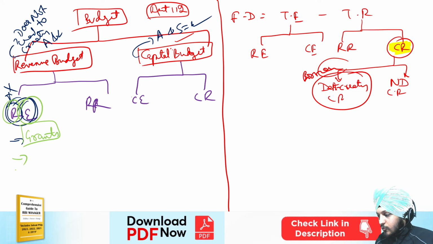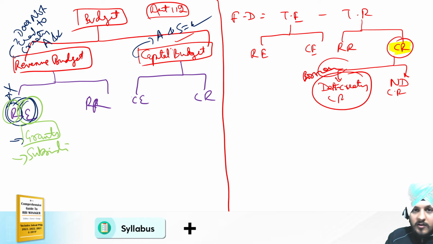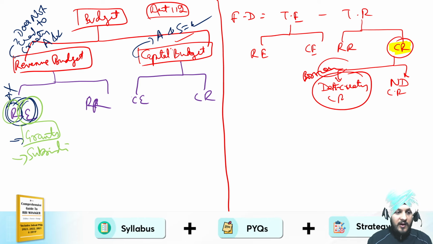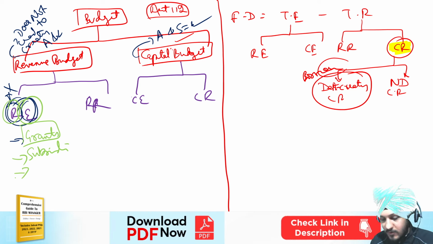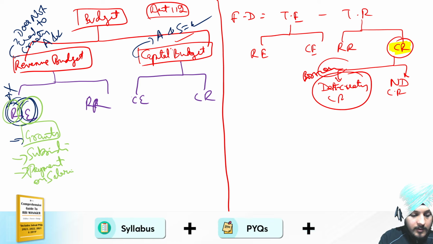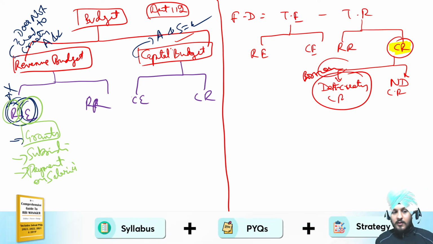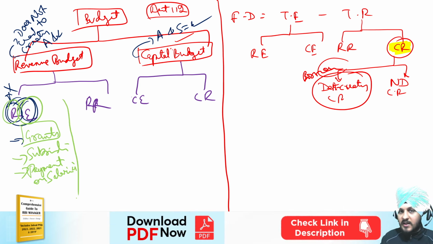Another example could be the subsidies. When the government gives a subsidy to the farmers, it does not directly lead to creation of assets and liabilities. Another example could be the payment on salaries. It also has the same explanation, that no asset or liability creation takes place in this scenario too.